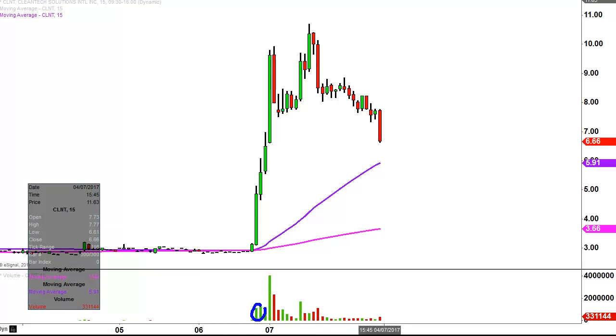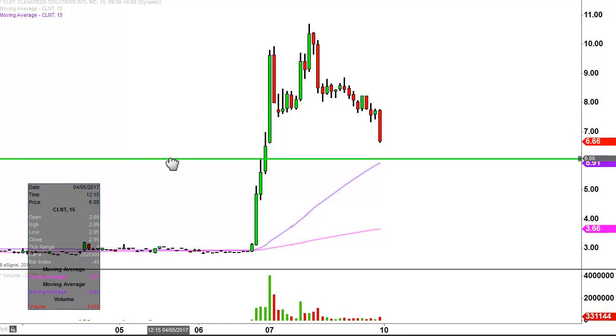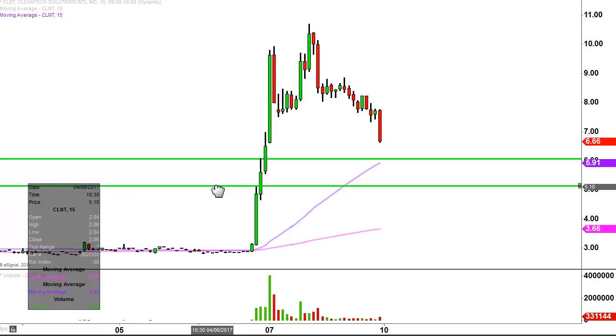So quite a few people talking about this one, rightfully so, made an absolutely crazy move. So let's talk some areas of support, then we can talk areas of resistance. First area of support to keep an eye on going into next week, right there at about $6, give or take. So $6 initial area of support. If the price can't hold above there, then the next interesting price point sitting down right around $5.10.